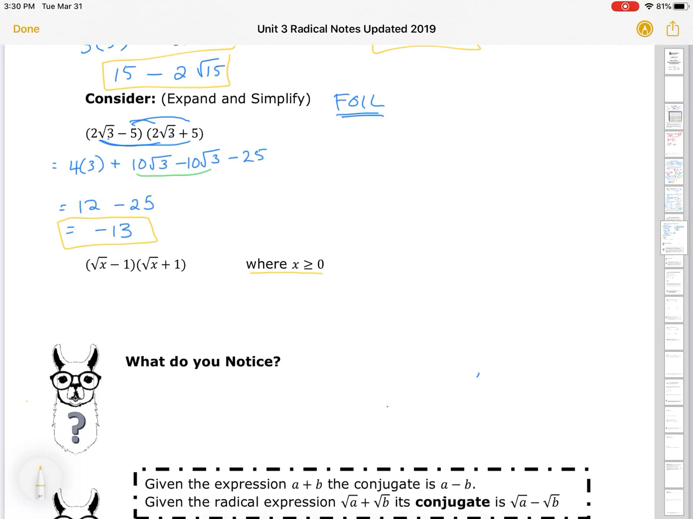And the next one, you'll notice that we have this little statement here because we have a variable in the radicand. We can't have a negative number, so x has to be greater than or equal to 0. Okay, we're going to do the same thing. We're going to use FOIL, and we're going to multiply and see what happens. So multiplying through, root x times root x is equal to x. Root x times 1 is equal to root x. Root x times negative 1 is equal to negative root x. And negative 1 times 1 is equal to negative 1.